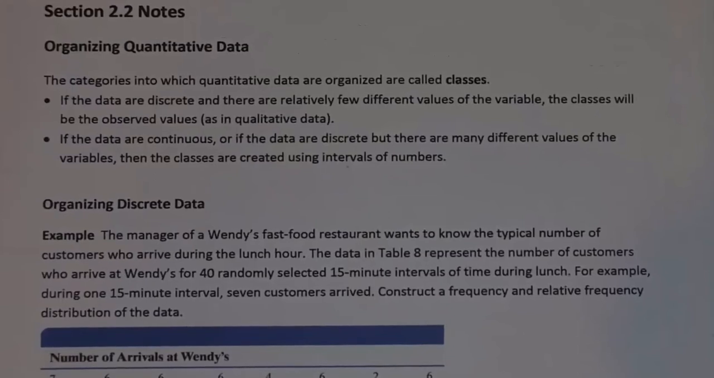If we have quantitative data, we can create a frequency distribution or a relative frequency distribution or both. How we do that depends on whether the data we are dealing with are discrete or continuous. If the data are discrete, then what we can do is basically the same thing that we did with the blood type problem.